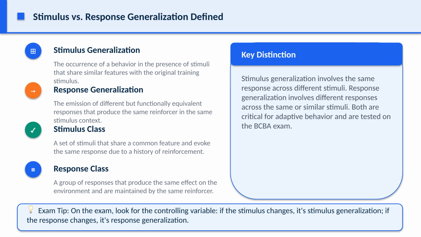Response generalization, on the other hand, involves emitting different but functionally equivalent responses that produce the same reinforcer in the same context. So that same child might also say puppy or bark woof, each being a different response within a response class that all lead to the same reinforcing outcome, like attention or a treat. On the exam, you'll be asked to distinguish these two. Stimulus generalization is about spreading across similar antecedents, while response generalization is about varying the behavior itself. Mastering this distinction is a frequent test item, so practice identifying which type is at play in real-world scenarios.